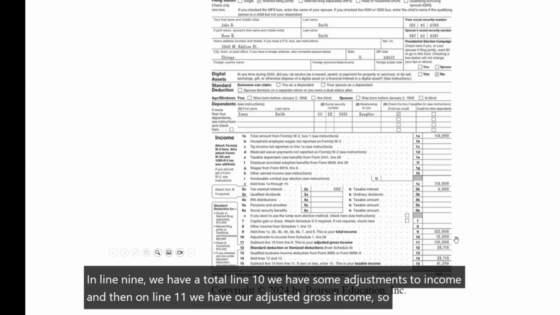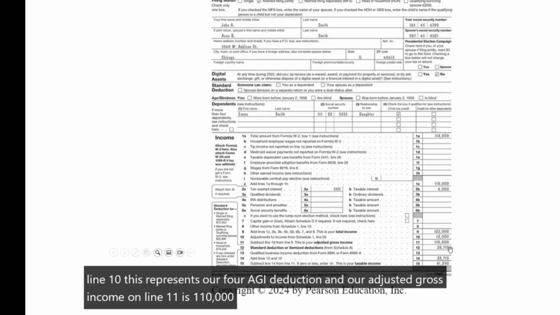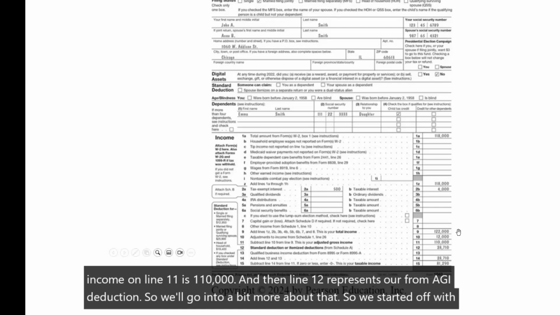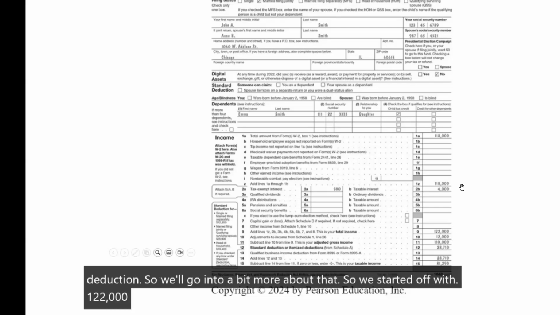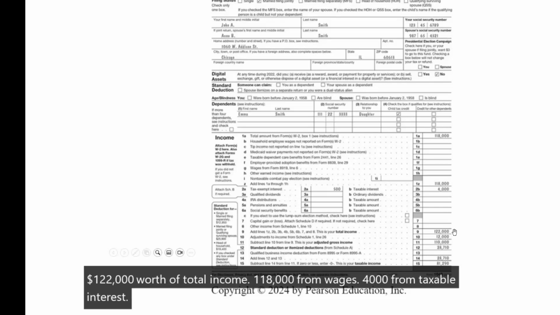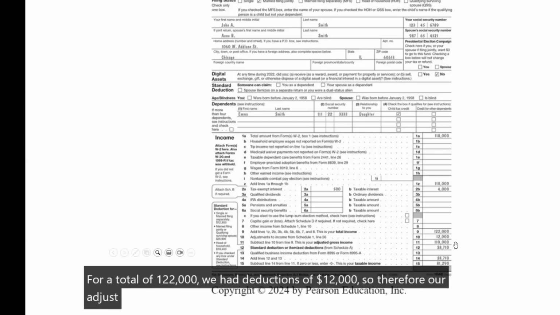So here we see on line 10, this represents our for AGI deduction. And our adjusted gross income on line 11 is $110,000. And then line 12 represents our from AGI deduction. So we'll go into a bit more about that. So we started off with $122,000 worth of total income, $118,000 from wages, $4,000 from taxable interest, for a total of $122,000. We had deductions of $12,000. So therefore, our adjusted gross income was $110,000.